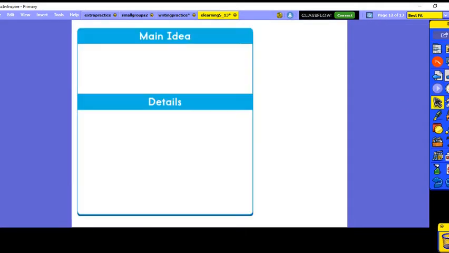Okay, today we're going to focus on a comprehension skill called the main idea and important details. The main idea is the main thing that a story is about, and the details are things that support the main idea. So important details are important things that happen in the story that tell more about the main idea. So we're looking for the main idea and some important details as we read today.